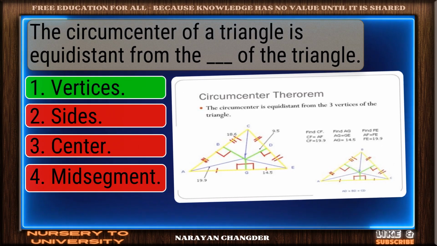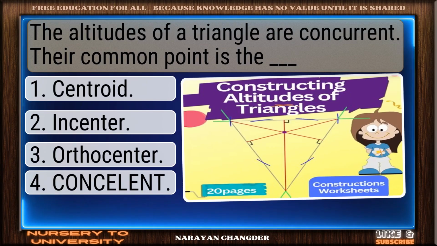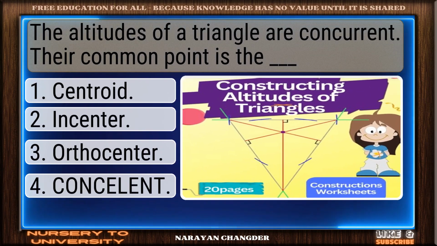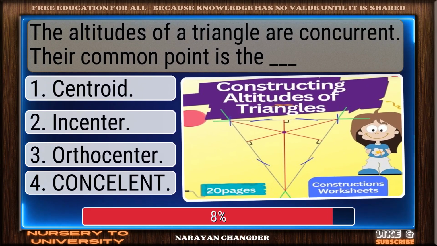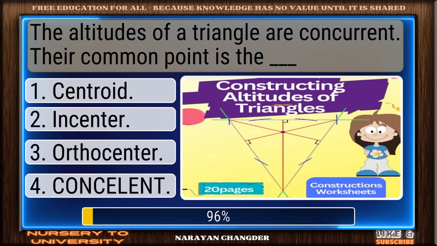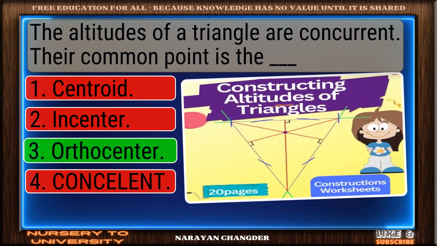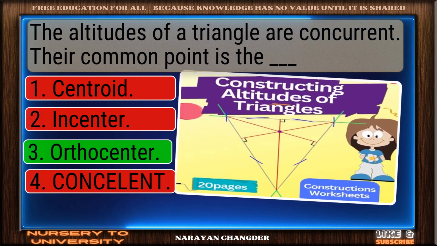Excellent. Vertices is a brilliant choice. Question number 31. The altitudes of a triangle are concurrent. Their common point is the dash. Right again. Orthocenter is a valid answer.